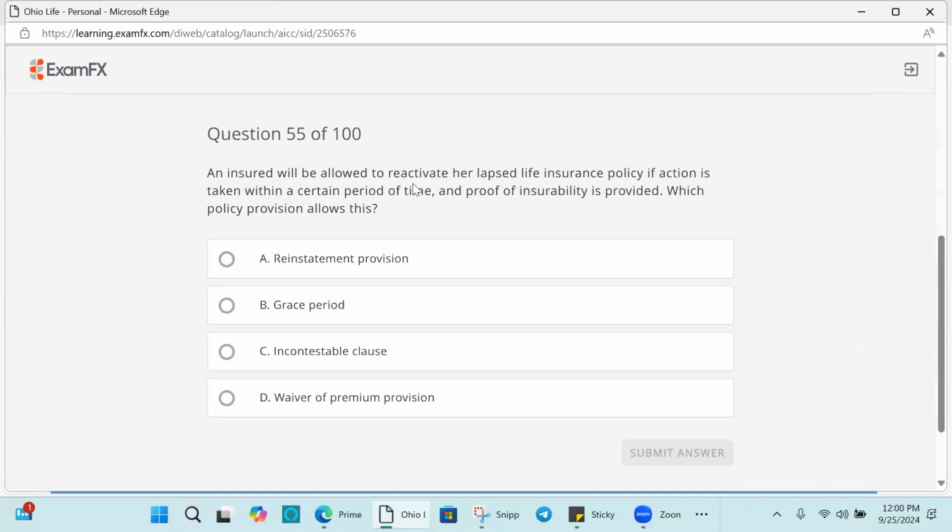The insured will be allowed to reactivate her lapsed life insurance policy if action is taken within a certain period of time and proof of insurability is provided. Which policy provision allows this: grace period, incontestable clause, waiver of premium provision, or reinstatement? Reinstatement.